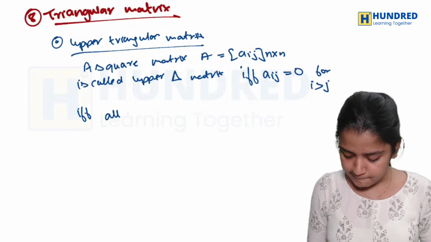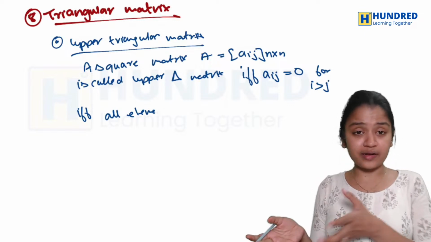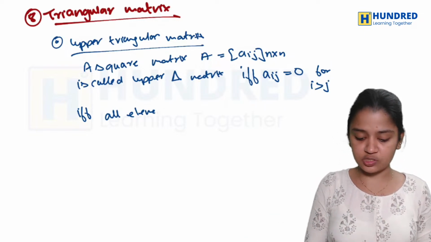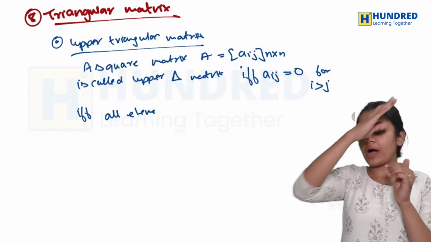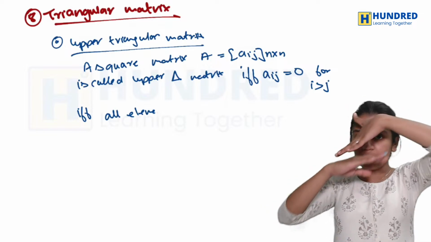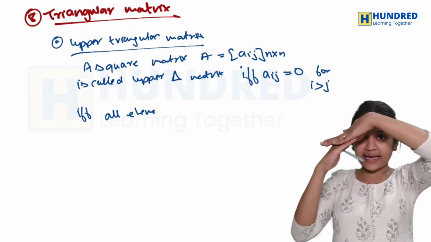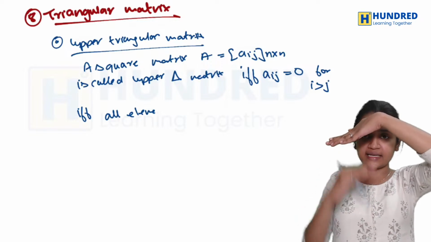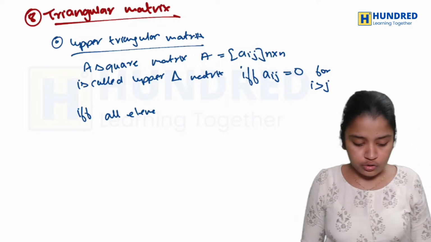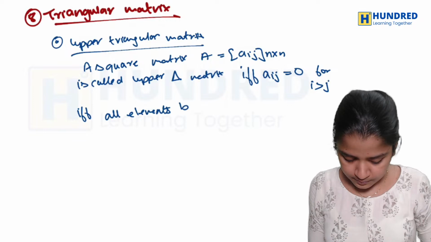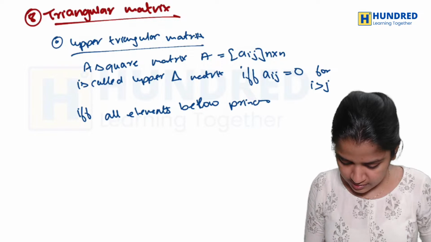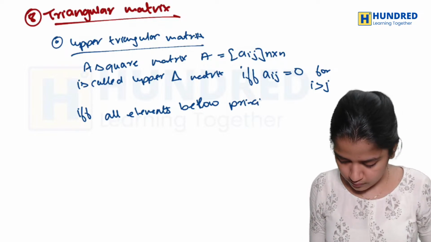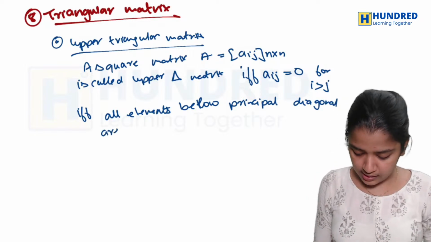You can represent it mathematically this way. Otherwise, colloquially you can say that in a square matrix, all the elements below the diagonal elements are 0. So all elements below the principal diagonal are 0.